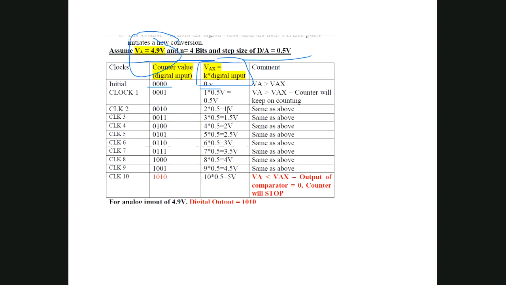At clock number 10, what will happen? 1010, right? Which is 10. 10 times the digital input, digital input is 10 for the digital to analog converter, and 0.5 is the step size. So you got 5 volt. EOC is the output of the comparator, which has to be 1. If it becomes 0, khalas.